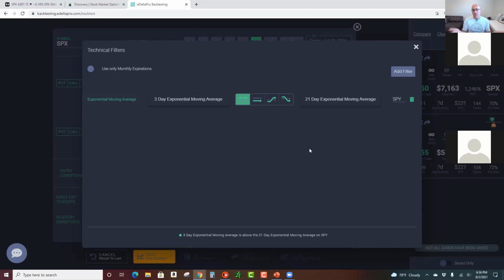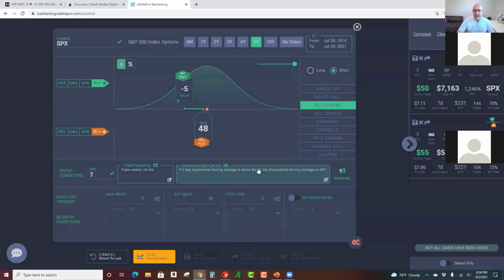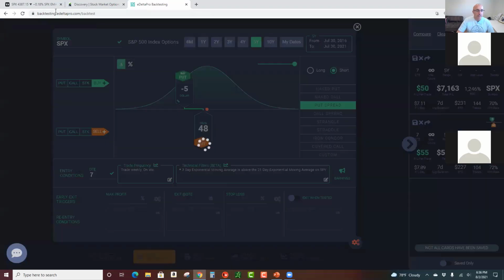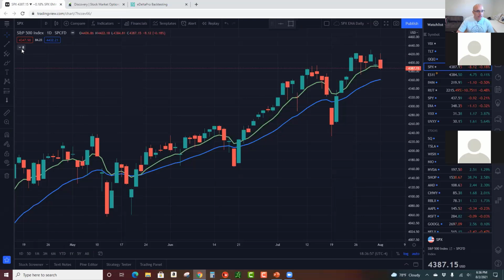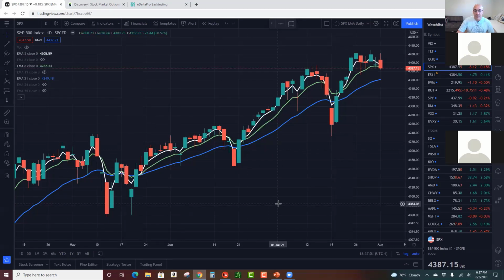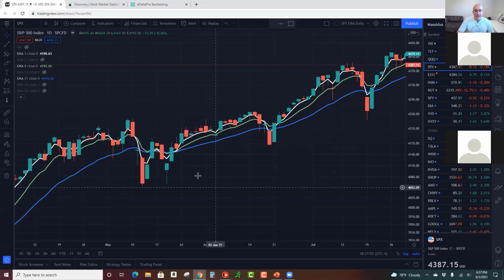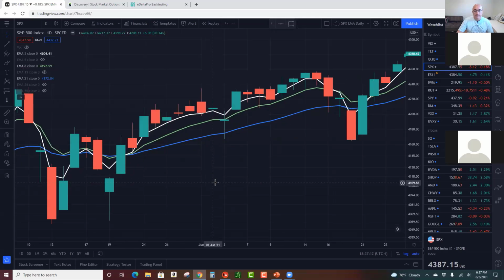I know you could probably do this with a 5-day simple and a 20 simple, something like that. But that's just kind of where I get those from. So we're going to run this with the 3 EMA over the 21 EMA. While that's running, I'm going to go back to the chart here and add the 3 EMA. And if you just look at this, it's actually pretty similar. The 3 EMA is in white. You have the 8 in green and the 21 in blue.